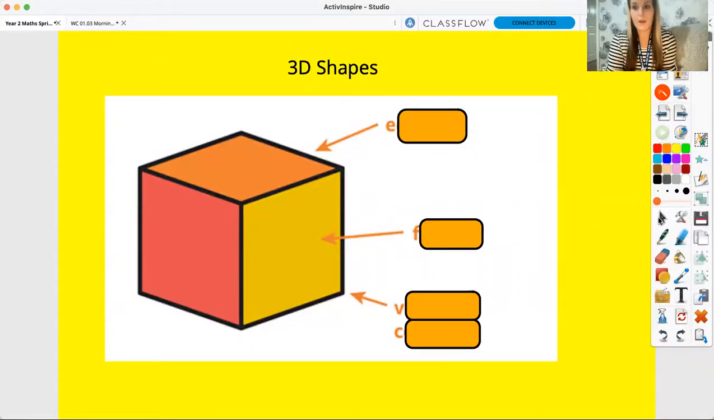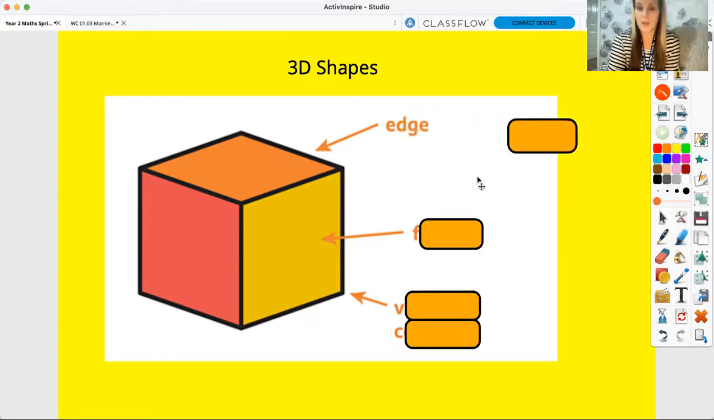So 3D shapes are called 3D shapes because they have three properties. They are three-dimensional. So they have edges you can go over. They're a bit like the sides on a 2D shape. You can go over the edge. So the straight parts of a 3D shape are called the edges.